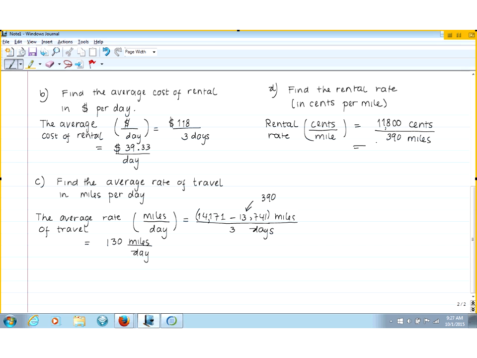So let's see how many cents this is. 11,800 divided by 390 is 30.26, approximately 30.2 cents per mile. So it's an approximate value. Or 30 cents per mile. Cents we usually don't put decimal, right? So it's 30 cents per mile. Per mile, not mile. Okay, good.